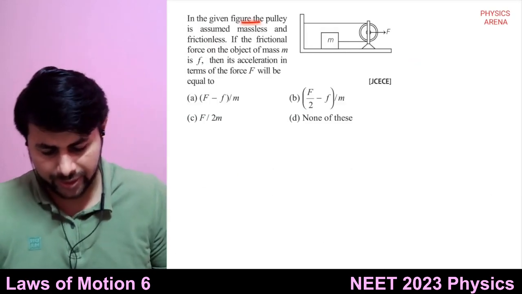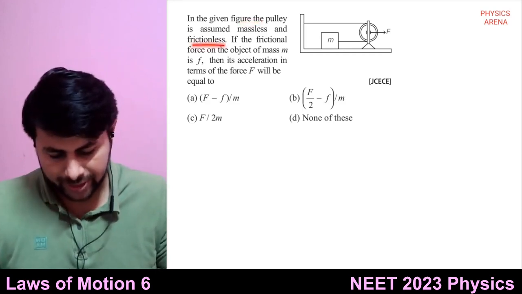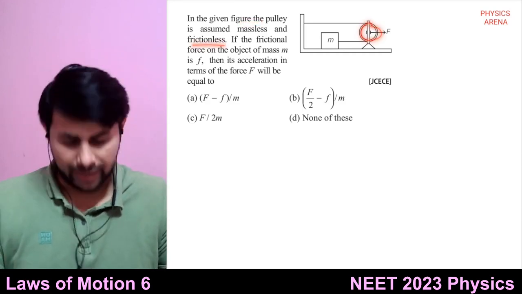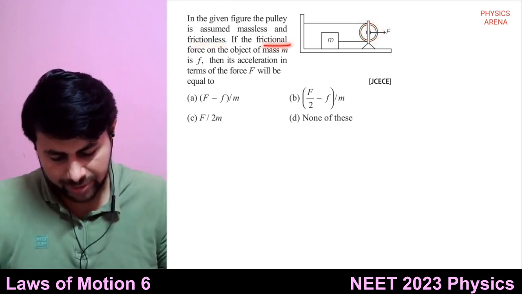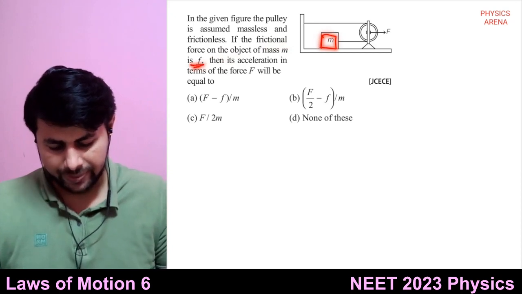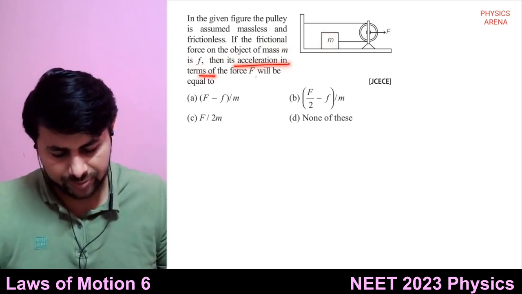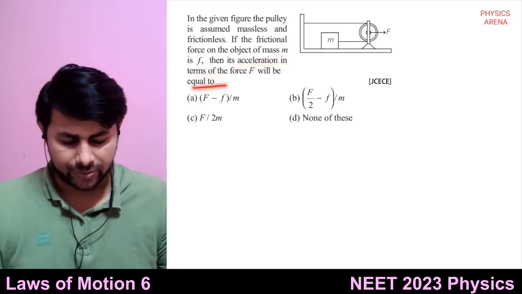In the given figure, the pulley is assumed massless and frictionless. This pulley is massless and frictionless. If the frictional force on the object M is F, there is some frictional force, then its acceleration in terms of force F will be equal to.